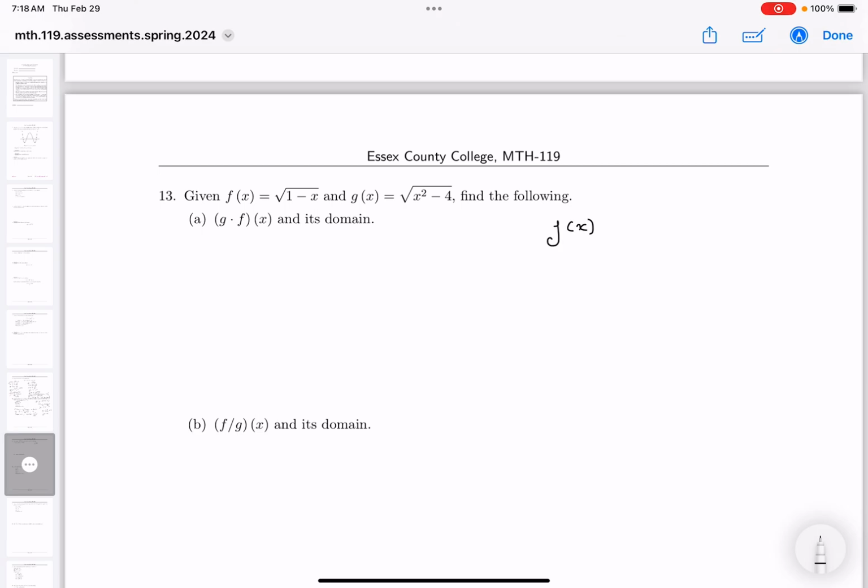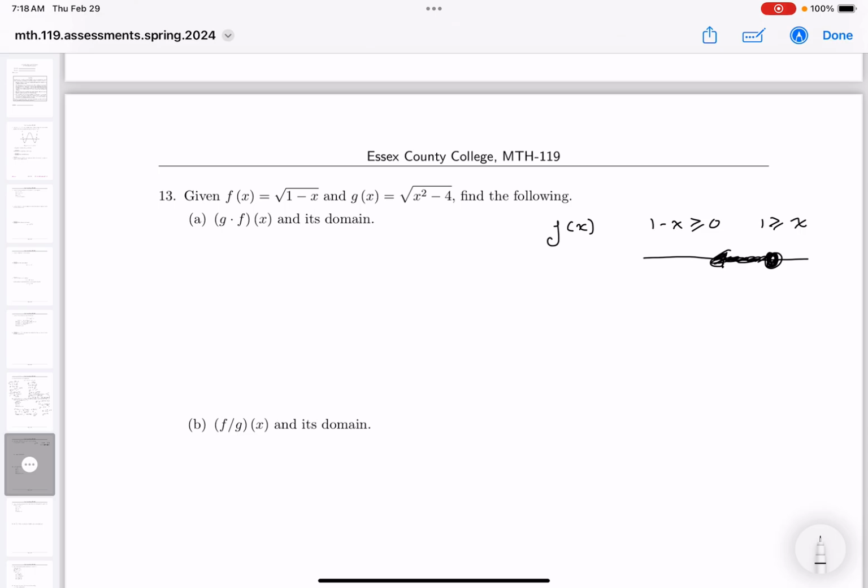Now let me just remind you how you do that. 1 minus x must be greater than or equal to 0, which means that x has to be less than or equal to 1. So I'm going to draw a picture of that, and the picture would look like you have the number 1. It could be equal to that, but x must be smaller than that number. That's the domain of it.